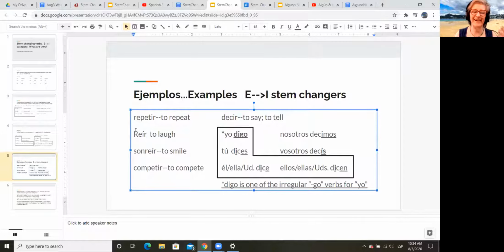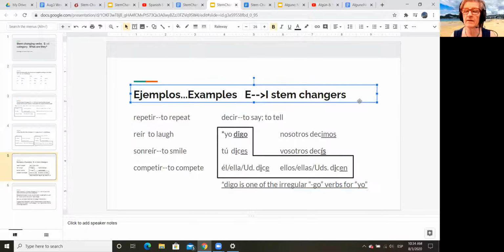Here are just some verbs that are E to I stem changes. I'll try to get that right. Repetir, to repeat. Reír, to laugh. Sonreír, to smile. Competir, to compete. This one, however, we are going to take a look at because this is a special verb and this is a verb that people use a lot, a lot, a lot. And that verb is decir.